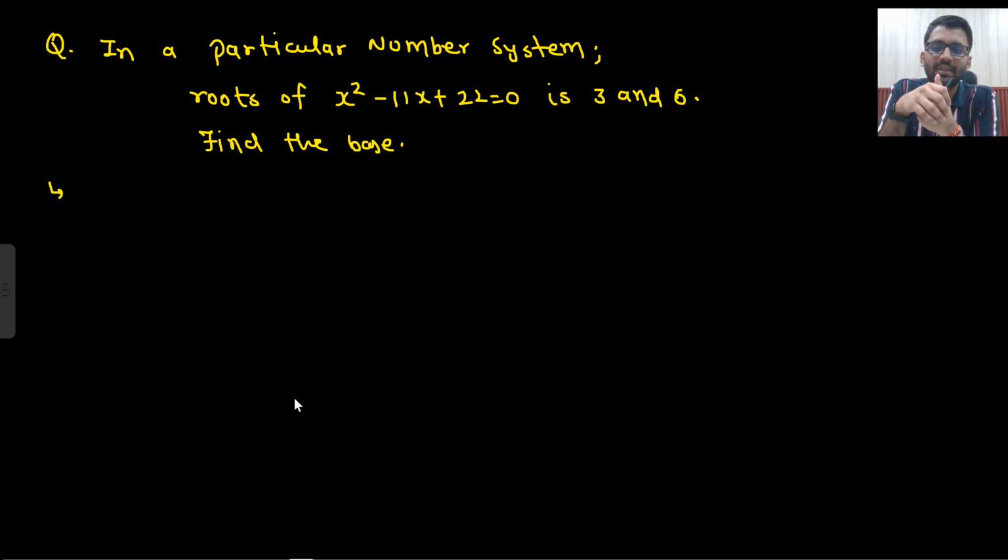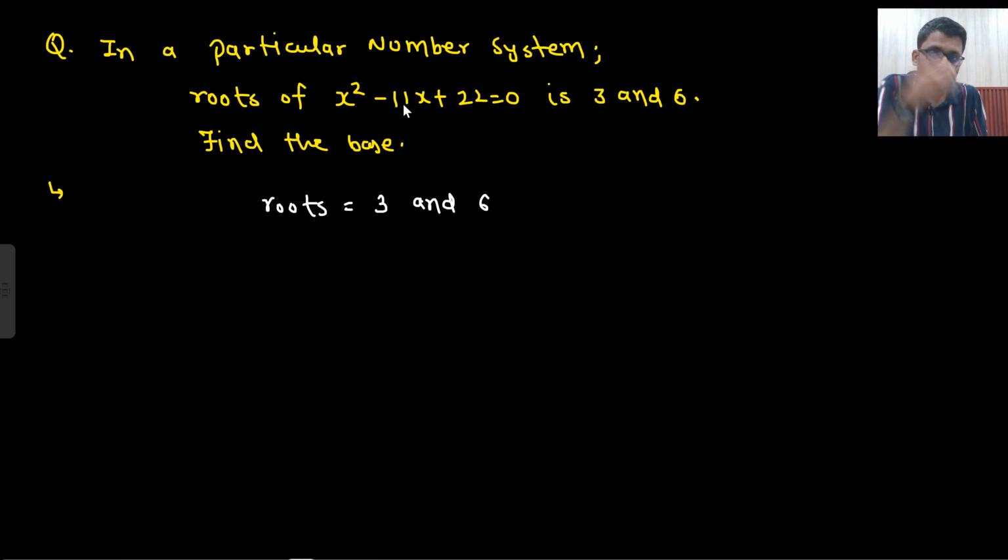In a particular number system, the roots of the equation are given. You need to find the base. The roots are 3 and 6. All these numbers are also written in some particular number system. Are you getting this point? This 11 is not eleven in decimal, it is 11r. This 22 is 22r. So what are they saying?